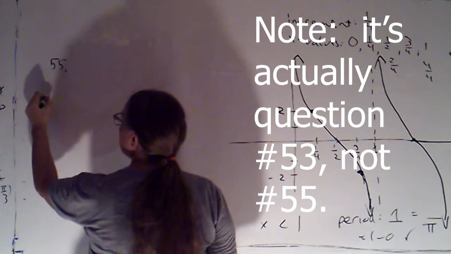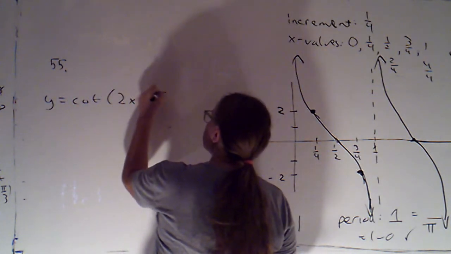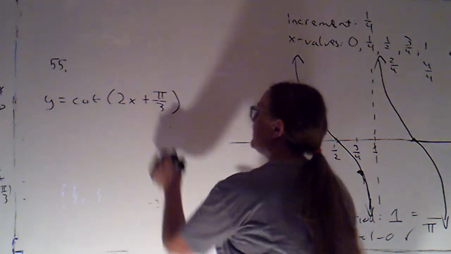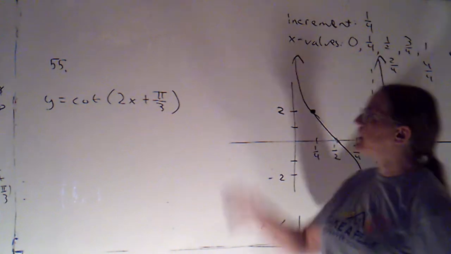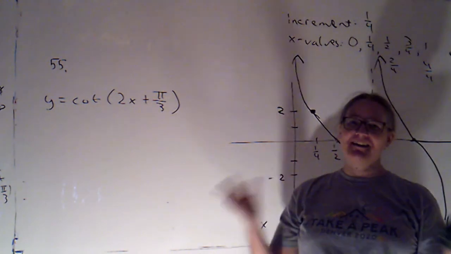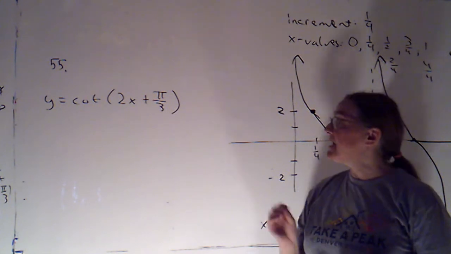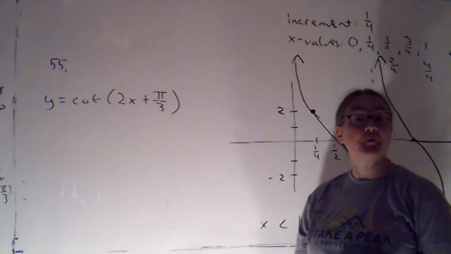So sketch for me y equals cotangent of 2x plus pi/3. Okay. And same directions that I just erased up here. Graph me exactly 2 periods. Make sure you start and end with an asymptote. And label the 3 important points for at least one of the periods. Okay? And then we'll go over that together at the beginning of the next video.